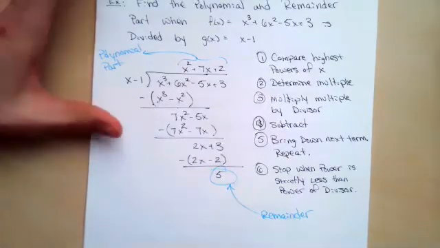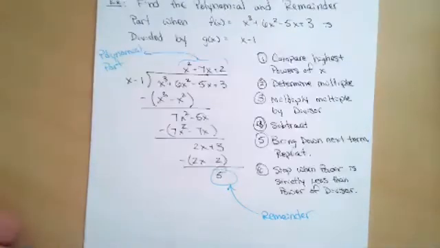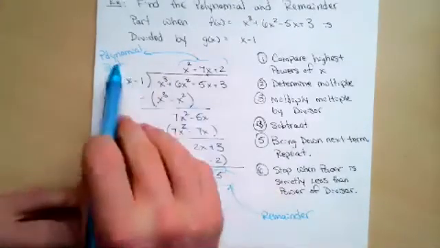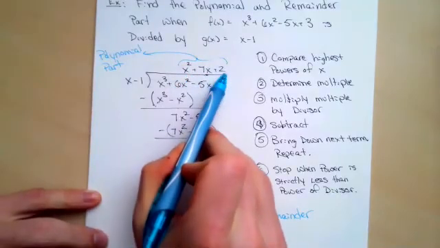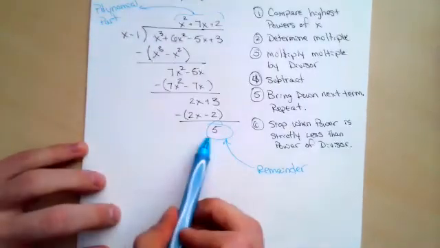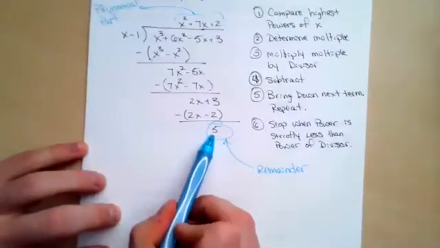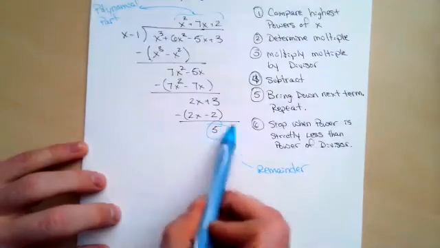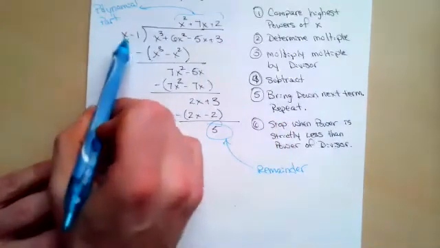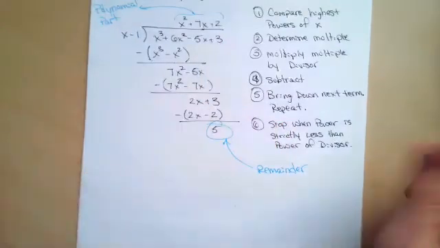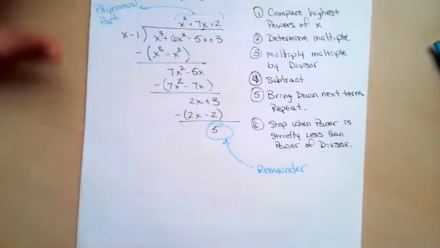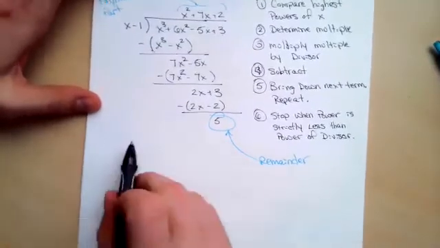So if it were a web assigned question and said find the polynomial part and the remainder, in the box for the polynomial part, we write this guy. For the remainder, we would just write 5. However, keep in mind that this 5 is still essentially being divided by this x minus 1. On Friday, we'll get started on rational functions and continue that on Monday.